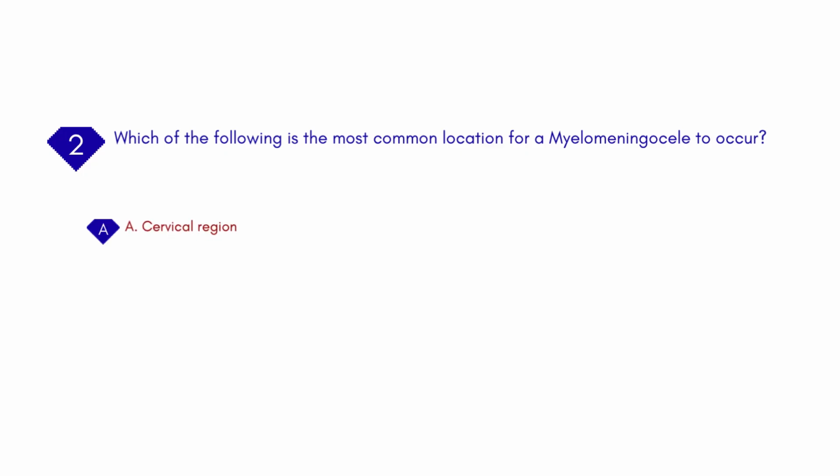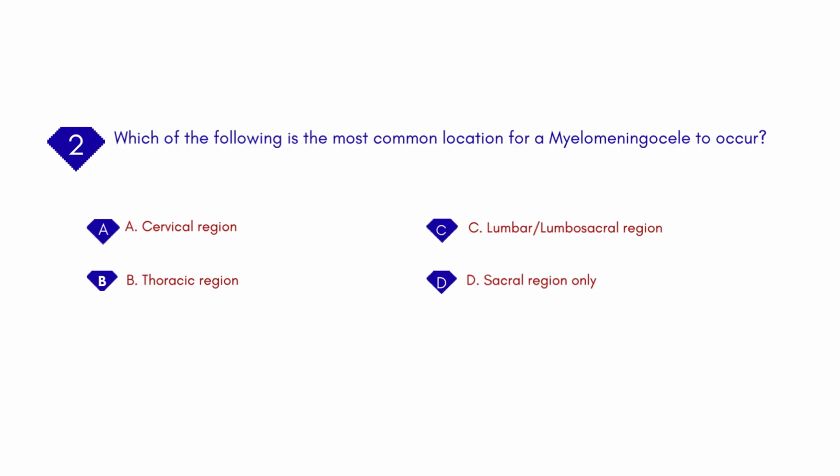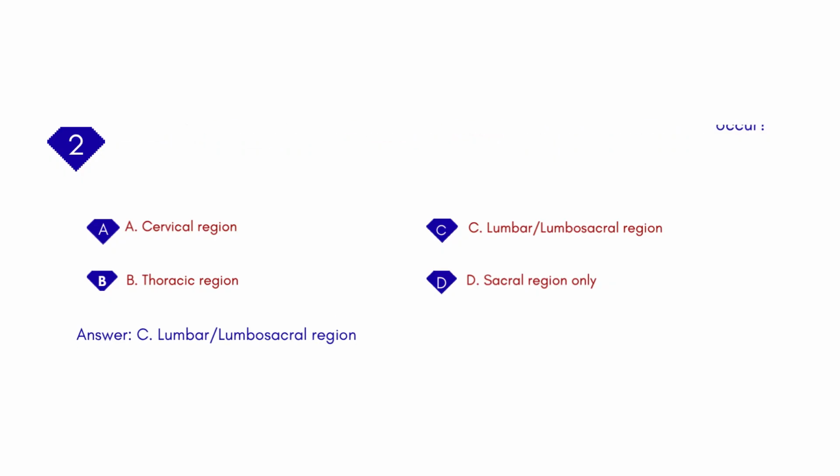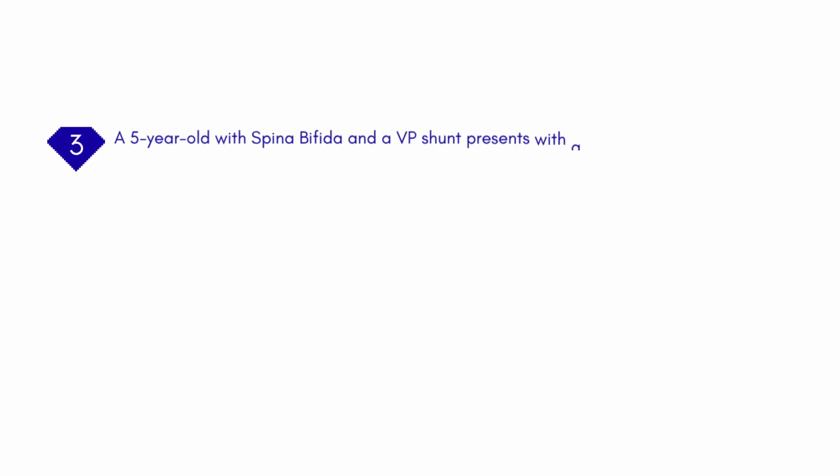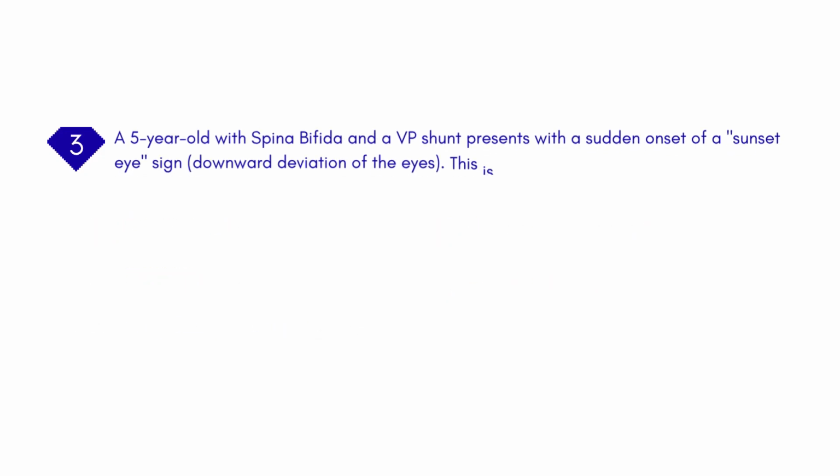Which of the following is the most common location for a myelomeningocele to occur? A. Cervical region. B. Thoracic region. C. Lumbar/lumbosacral region. D. Sacral region only. Answer: C. Lumbar/lumbosacral region.